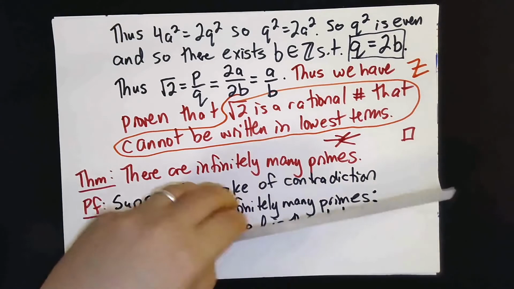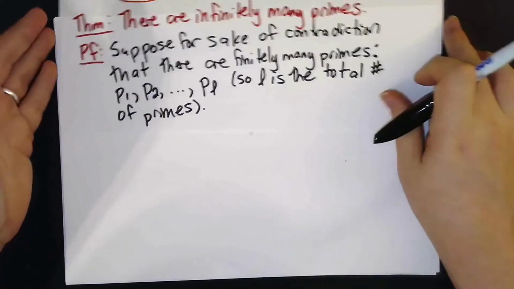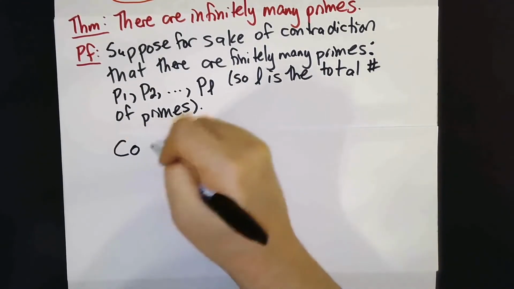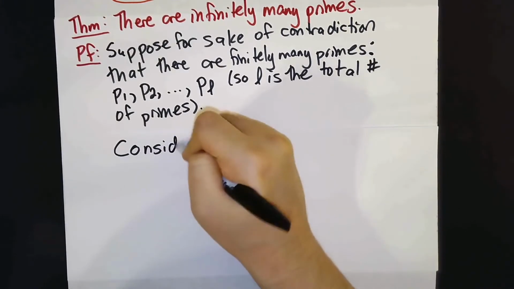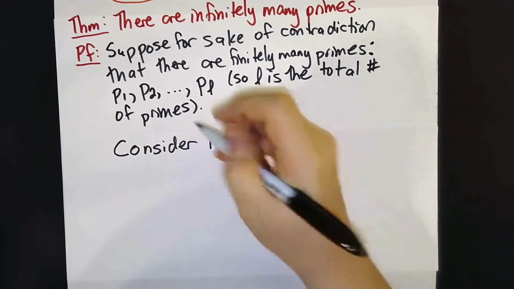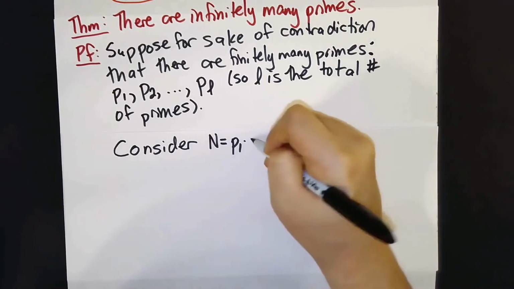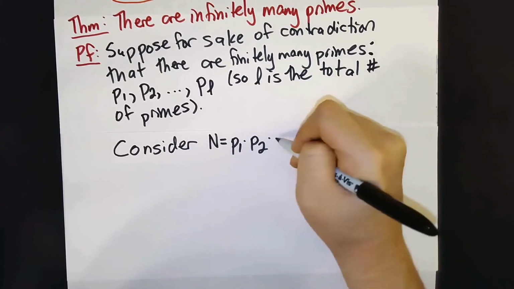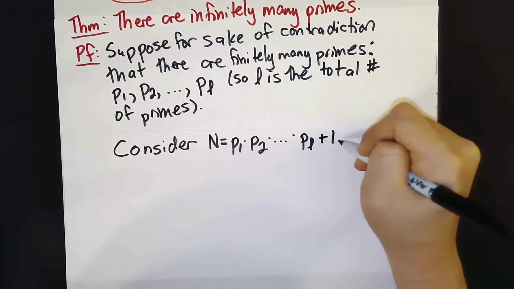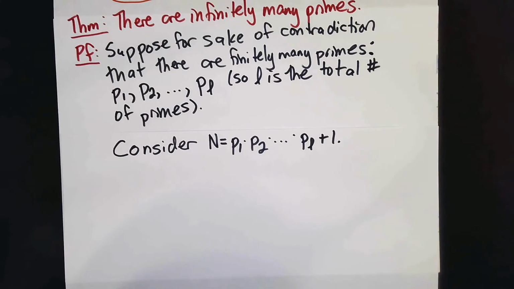The next step is a work of genius. The next step is to do something so non-obvious and so striking that it's just sort of awe-inducing. Namely, the next thing Euclid says is, well, consider what happens if you multiply all of these primes together and add 1. Why would you do that?